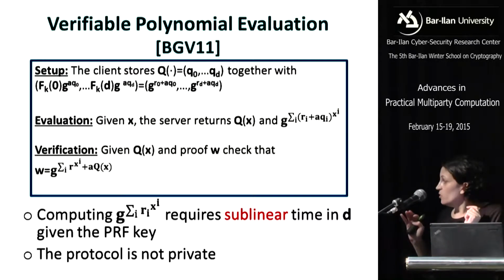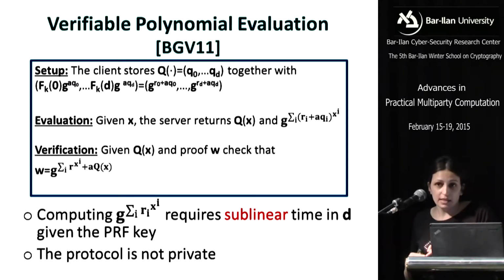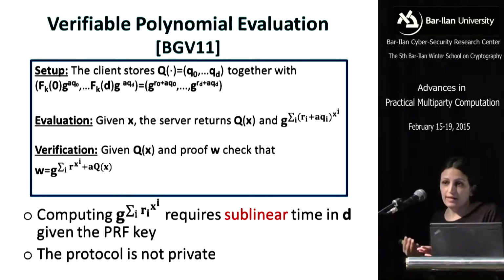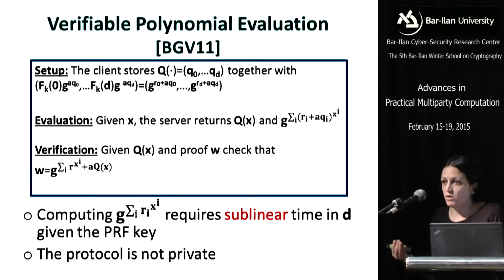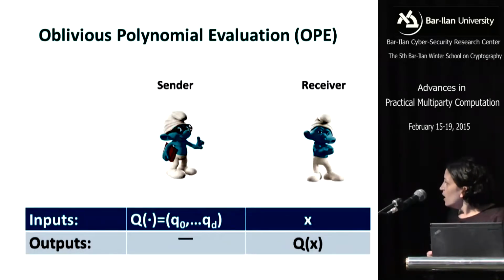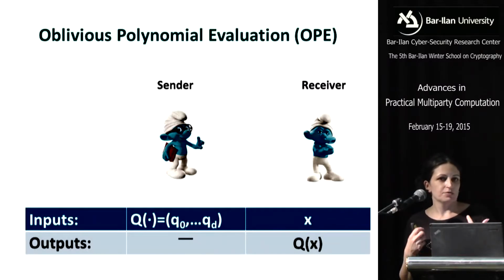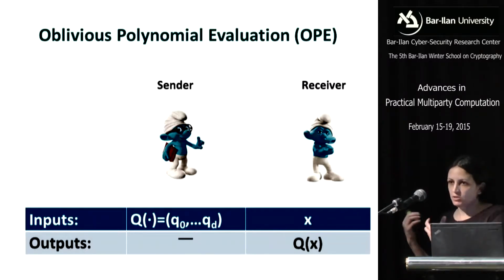Good. So we already mentioned this doesn't have any privacy. And of course, it's a different setup than standard two-party computation, which I want to use this tool for. So the first functionality which I want to exploit this tool to compute is Oblivious Polynomial Evaluation.